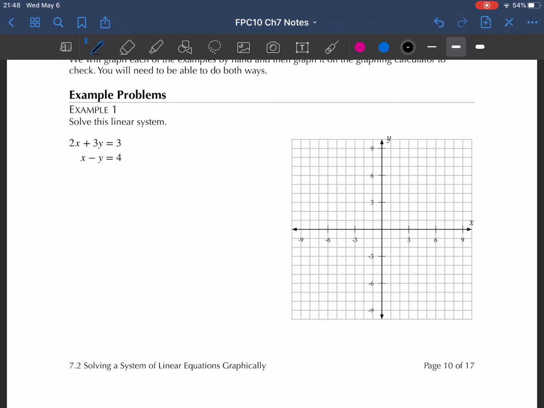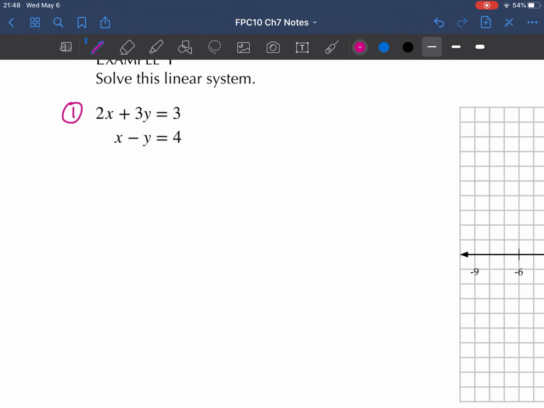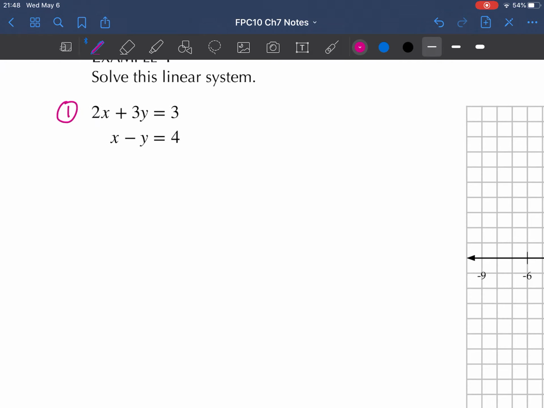I'm going to use this time to review the different ways we can graph. Equation number 1. We're going to graph equation number 1 by converting it into y equals mx plus b form, so by isolating y. So number 1, we've got 2x plus 3y equals 3. So let's start isolating y. 3y equals negative 2x plus 3.